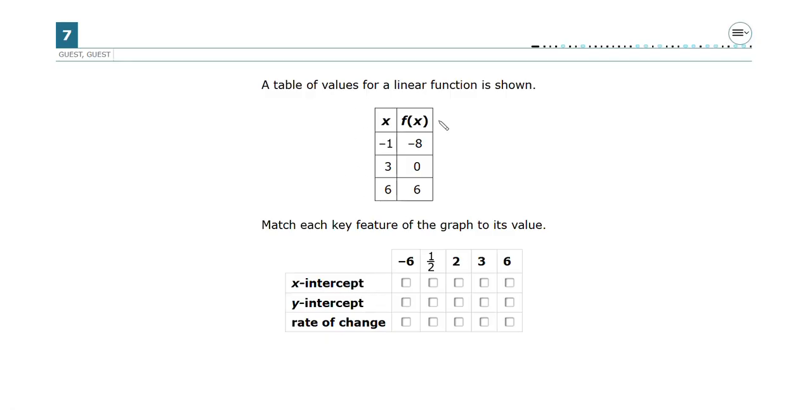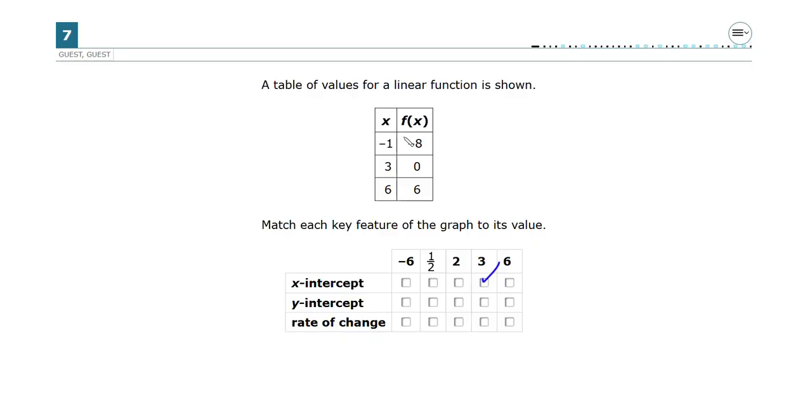Look at the table. Do we have the x-intercept? Yes, we do. It's right here. Remember that the x-intercept is the value of x when y is 0. So our x-intercept is 3. The y-intercept, do we have it here? No. Let's move on to the rate of change.